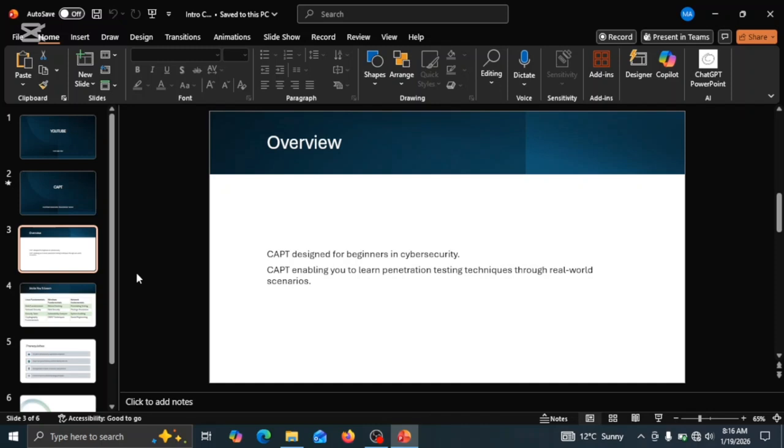So CAPT enables you to learn penetration testing techniques through real world scenarios. If you don't understand what is penetration testing, don't worry, we will be discussing that in upcoming videos.